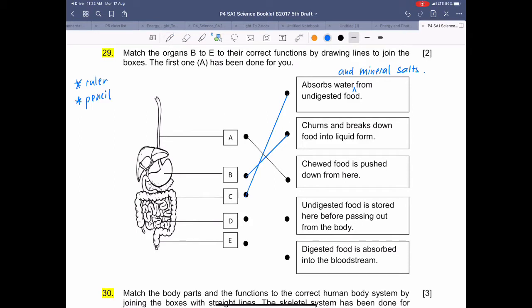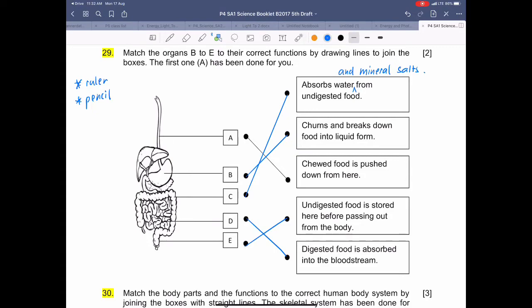Now, D is actually your small intestine. Alright? So what happens here is digested food substances are absorbed into the bloodstream. Okay? E is actually your rectum. Undigested food is stopped here before passing out from the body.